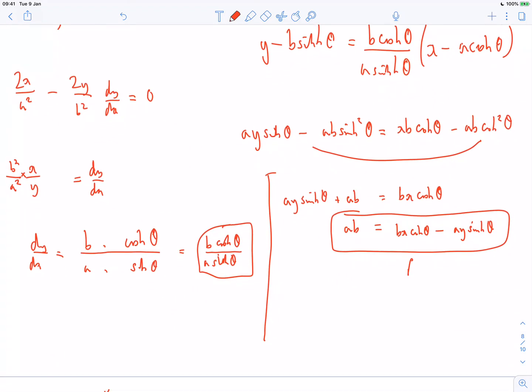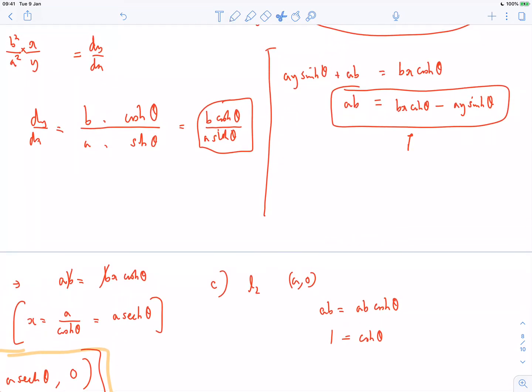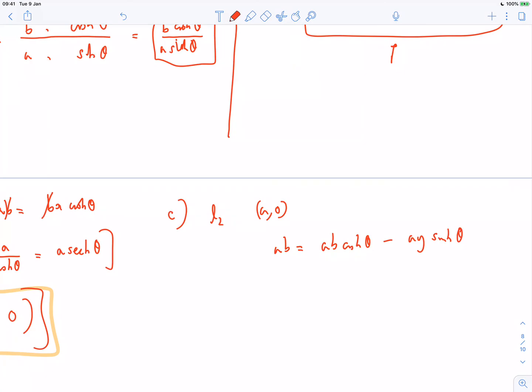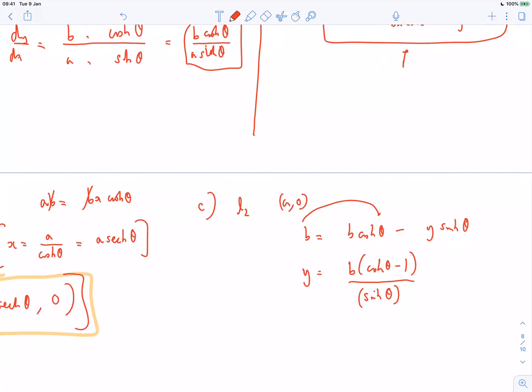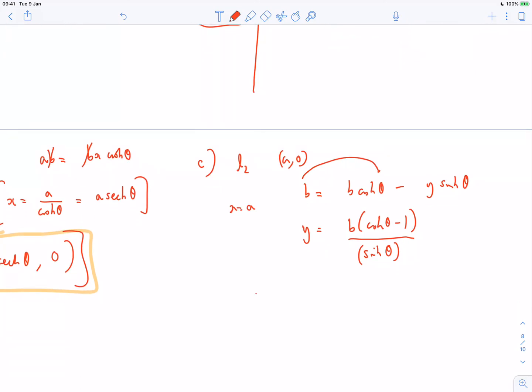And now I need to substitute it into here because that's the line of L1. Right, okay. So we have got to solve AB equals AB cos theta minus AY sine of theta. If I divide everything by A, that A goes, that A goes, that A goes. If I make Y the subject, then Y equals B lots of cos theta minus 1, because I've minus that B over, and then I've divided that all by sine of theta. And then I already know that it's on the x equals A line, so the coordinates of Q is just A, B lots of cos theta minus 1 over sine of theta.